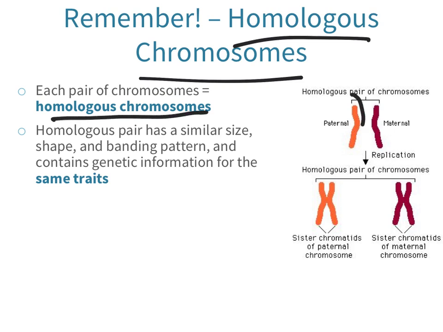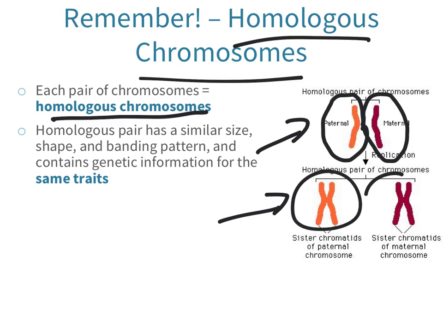So, this might be the chromosome from your father that carries the gene for hair color, and this might be the chromosome from your mother that carries the gene for hair color. And whether they're in their unreplicated form or their replicated form, these two chromosomes are a homologous pair. Also, these are also a homologous pair because they had the same traits.